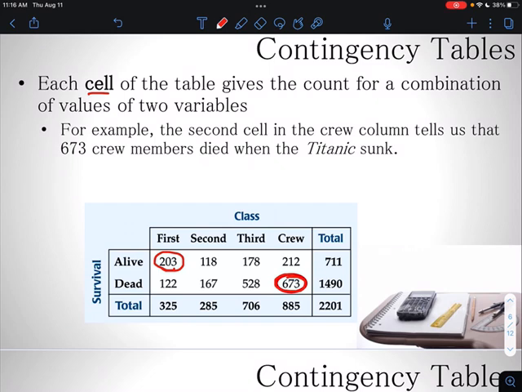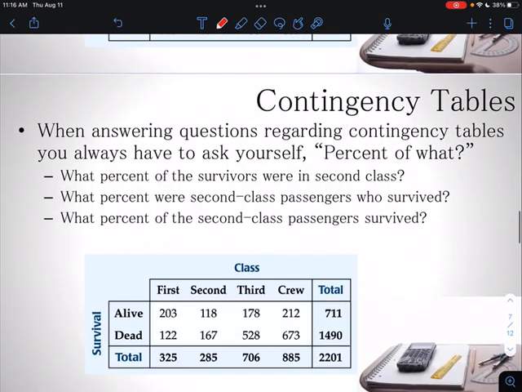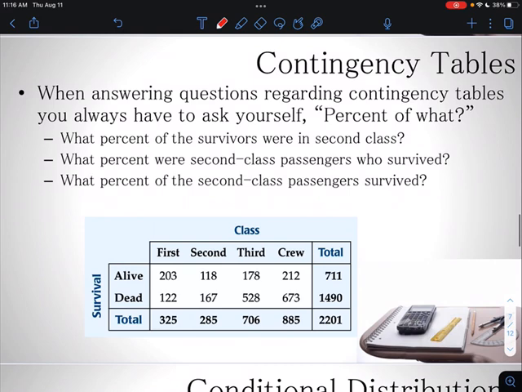So in the actual table itself, that's a combination of the two variables together. How many of this variable were also part of this? And so that's what those cells in the middle are going to tell you, is the combination of those two. Now, when you're working with contingency tables and you're looking at those combinations, you got to be really careful with how you calculate your percentages.